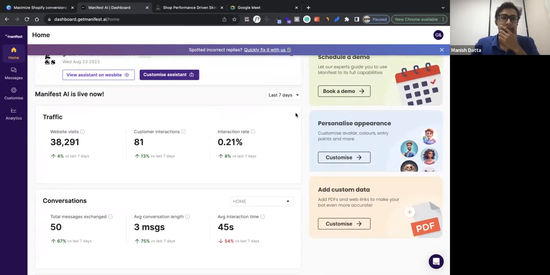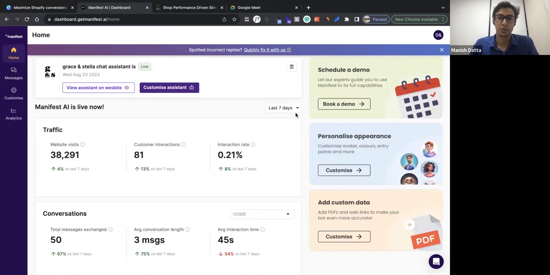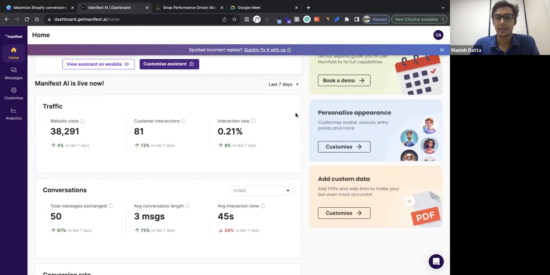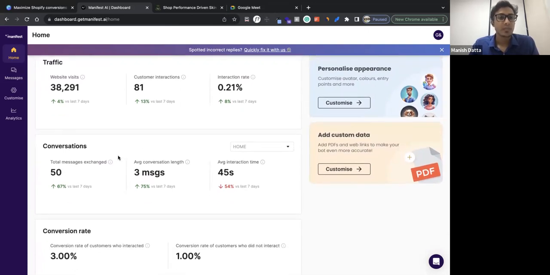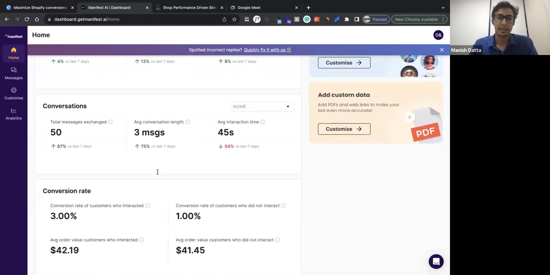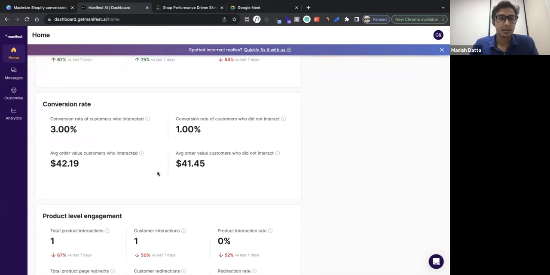Oh yeah, great. So this is how the dashboard looks. We make sure all the key analytics which you want are visible up front. You can track how many people have been visiting your website, how many of the customers have been talking, what the average depth of a message is, and how much time each customer spends. And there are a few more analytics around that.